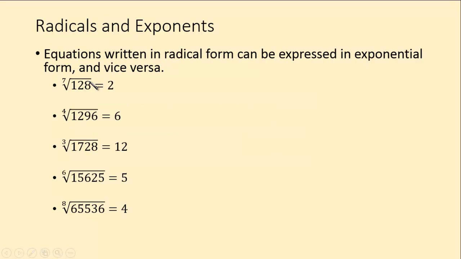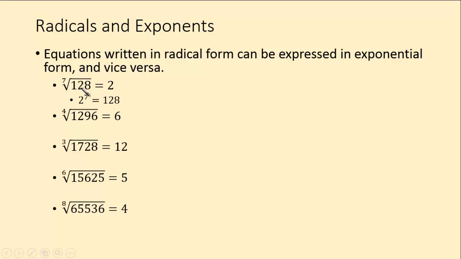Here we have some equations written in radical form. Notice we're talking about equations, so be very aware of the difference between an equation and an expression. An equation has an equal sign, and it has an expression on the left and an expression on the right. Of course, this is just a plain number, so it's a very simple expression. So when I speak of writing a radical equation in exponential form, I mean this. This is saying that 2 to the 7th power is 128.